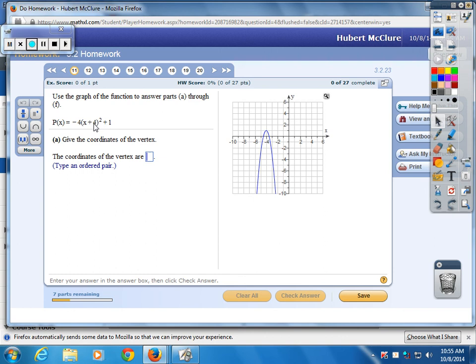4, so that'd be 4 to the left. What's your vertical shift? 1 up. And what does this negative mean? It's opening downward. And what does the 4 mean? Skinny or wide? Skinny. The vertex is opposite of both, or not opposite of both because it's in the other form. So it's going to be negative 4 and positive 1. Negative 4, comma, positive 1.